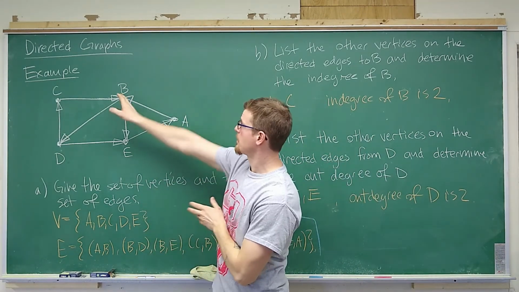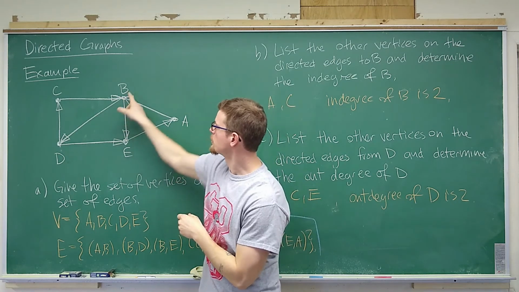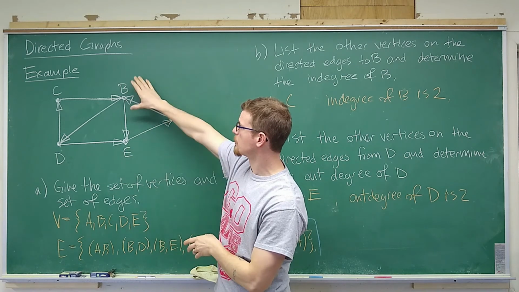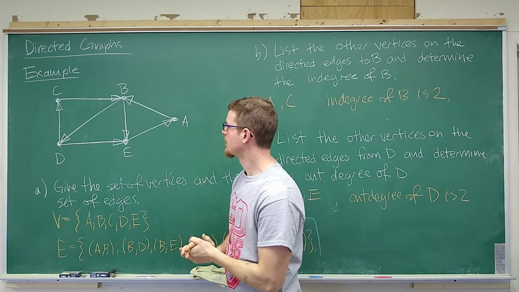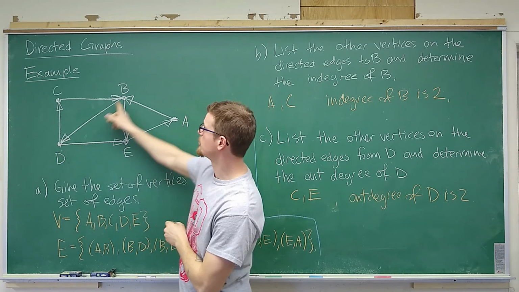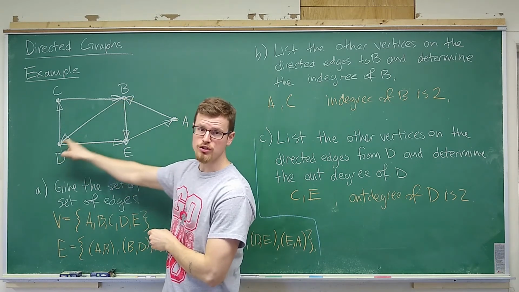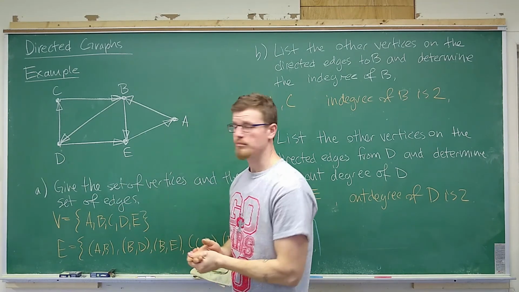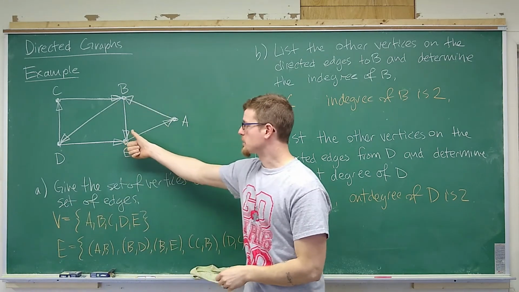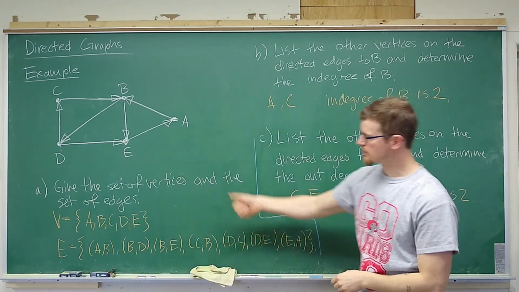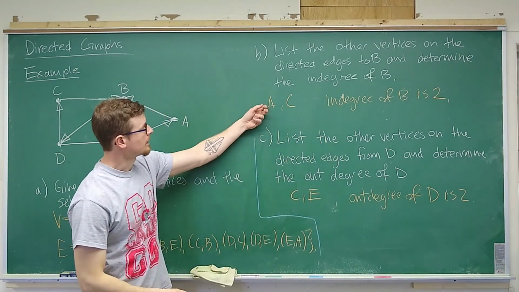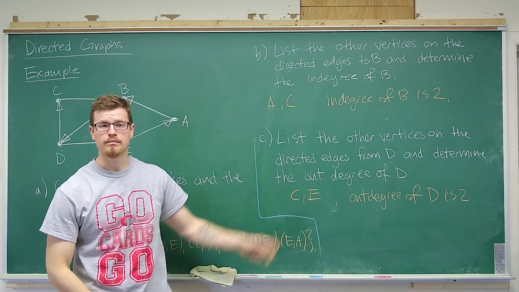Now, we could also talk about the outdegree of B, and there's 1, 2 edges going away from B, so the outdegree of B is also 2. And the indegree of D would be 1, because there's only one edge that goes to D. Excellent. So that's just a basic example of a directed graph and some of its characteristics: its definition, and indegree and outdegree.